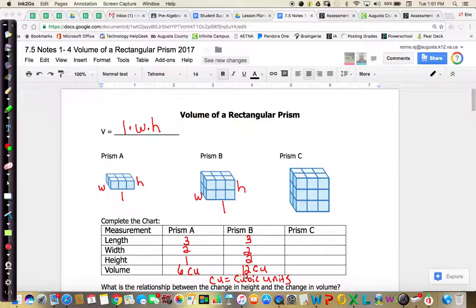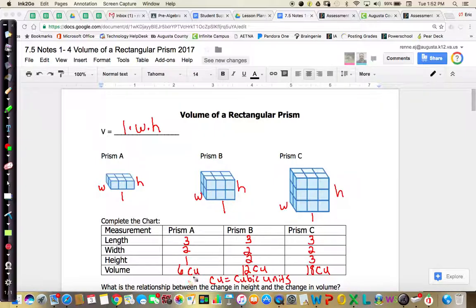Now let's look at the third prism, Prism C, and we have length, width, and height. So the length here, once again, is still 3. The width, once again, is still 2. But now the height is 3 blocks tall. So 3 times 2 times 3, of course, is 18 cubic units.